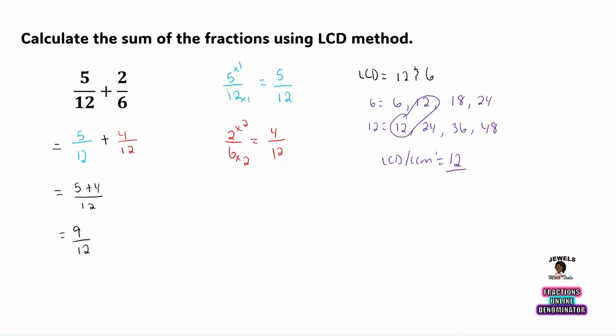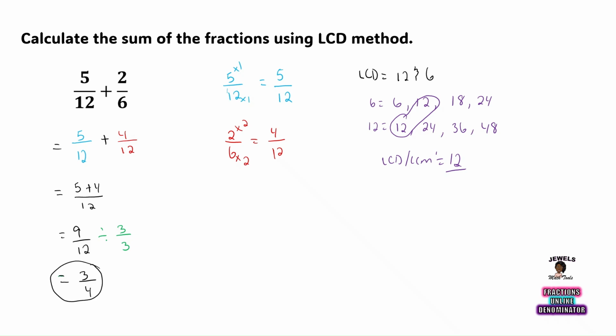And since my fraction can be simplified a little bit further, I'm also going to do that. So with 9 and 12, I know that they have a common factor in 3. And I'm going to use that common factor to reduce or simplify my fraction into its lowest term. So when I divide 9 by 3, I will get 3 in my numerator. And when 12 is divided by 3, I will get 4 in my denominator. And this will be my answer in its simplest form. So my solution to my fractions will be 3/4.